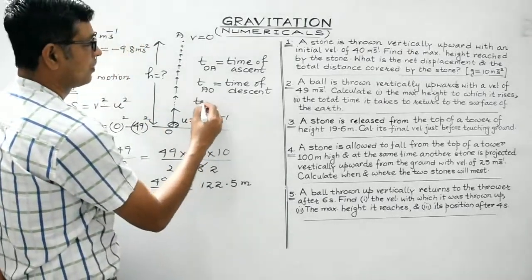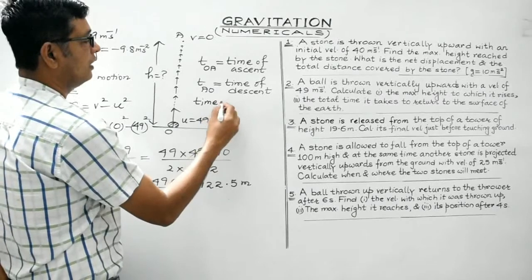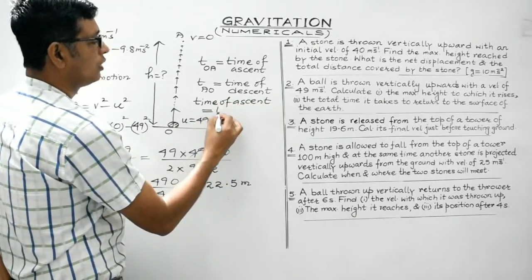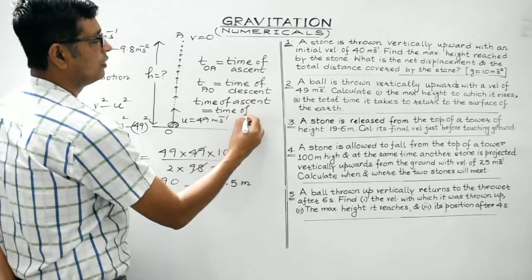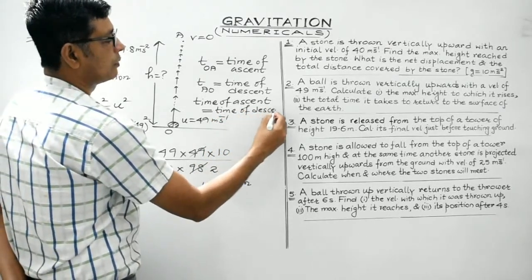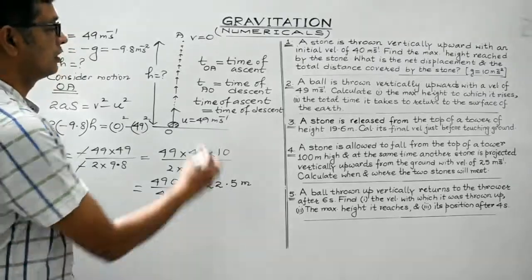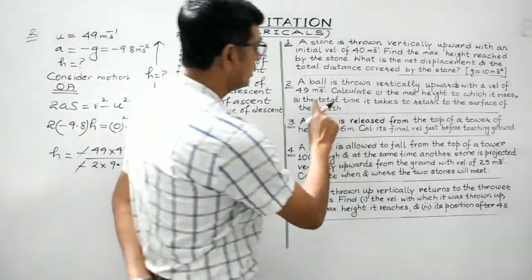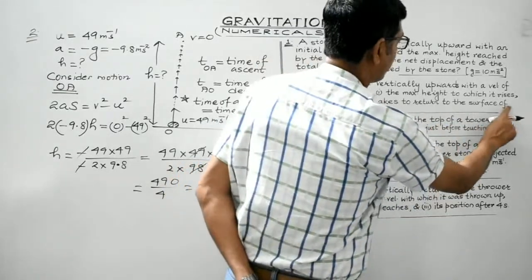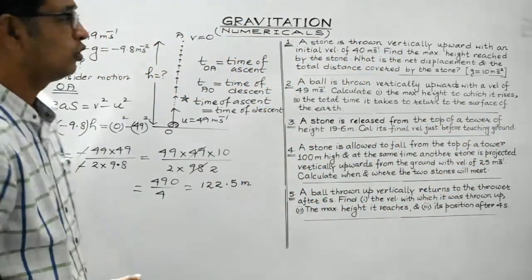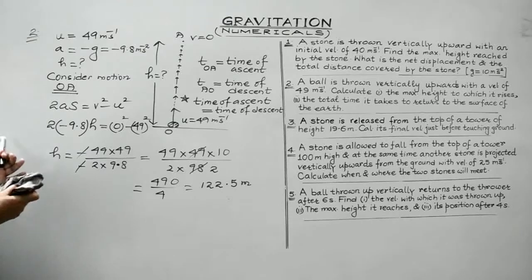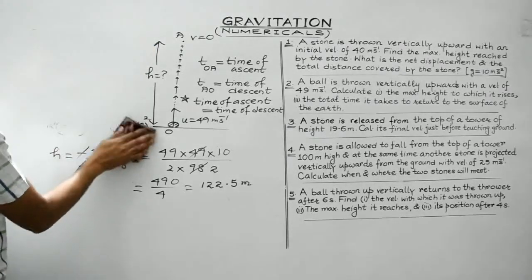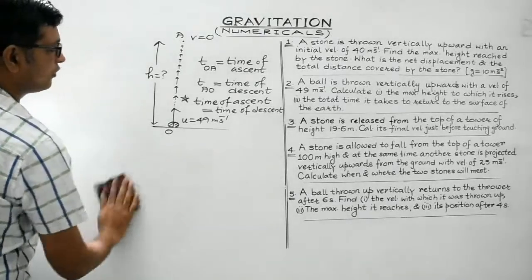That is, time of ascent is always equal to time of descent. Always remember it. This is a very, very important point. Right? So, here we are supposed to find out the total time it takes to return to the surface of the earth. So, there are two methods of doing this particular question. I'll discuss both the methods. Now, it's your wish to follow any one of the methods.